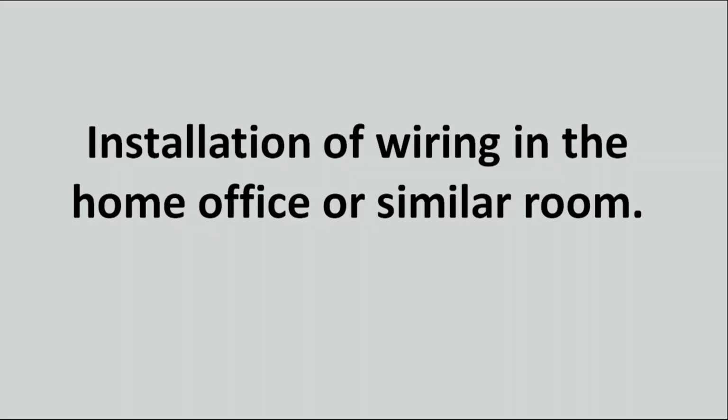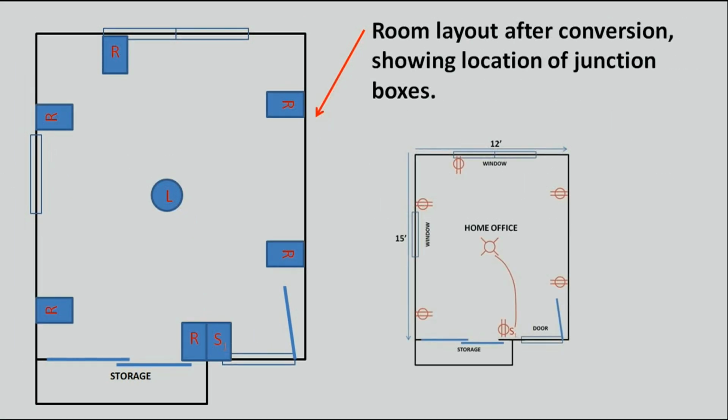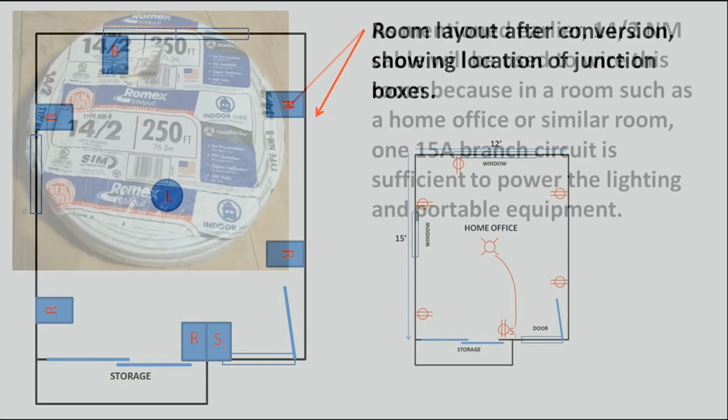Installation of wiring in the home office or similar room. Cable routing. To make it easier to understand, the plan will be transformed and instead of the device symbols it will show the location of their junction boxes to clarify the installation of cables between these junction boxes. Room layout after conversion, showing location of junction boxes.